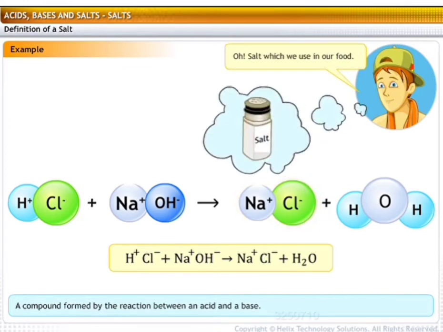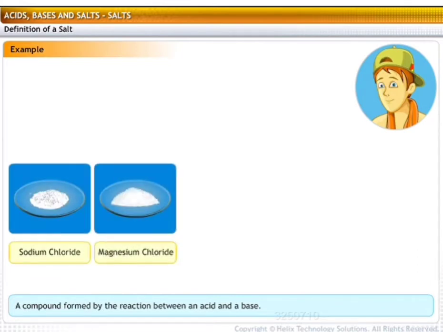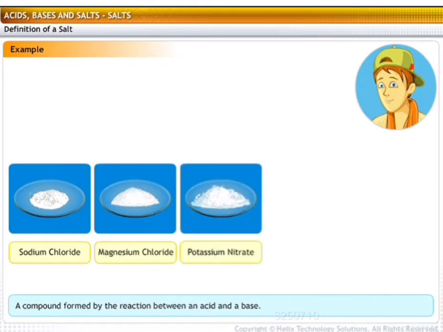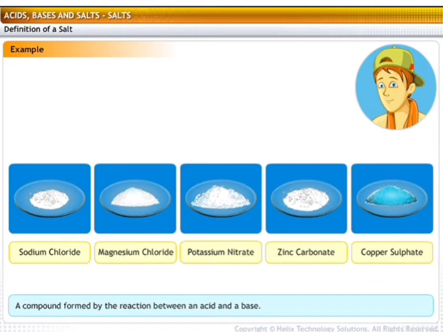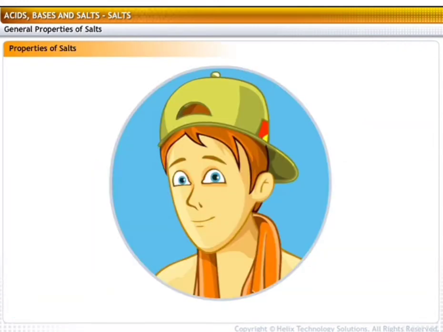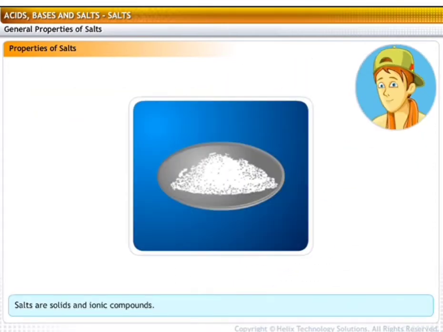Yes. Some salts like sodium chloride are edible, and other salts like magnesium chloride, potassium nitrate, zinc carbonate, and copper sulfate are useful to us. Do these salts have any unique properties? Salts are mostly solids and are ionic compounds.